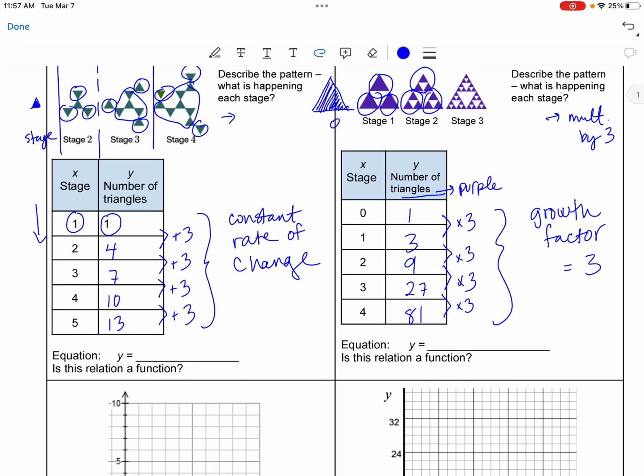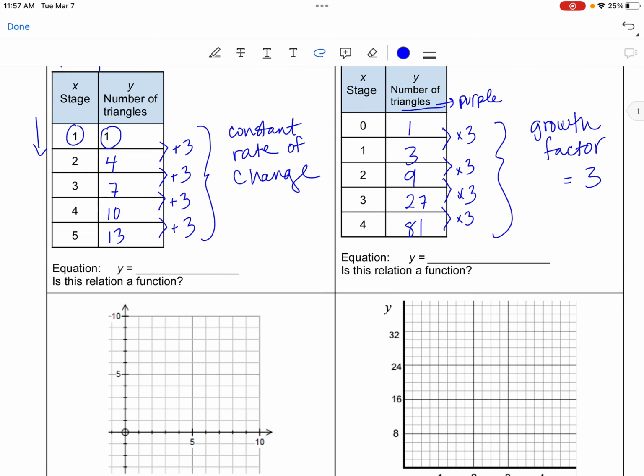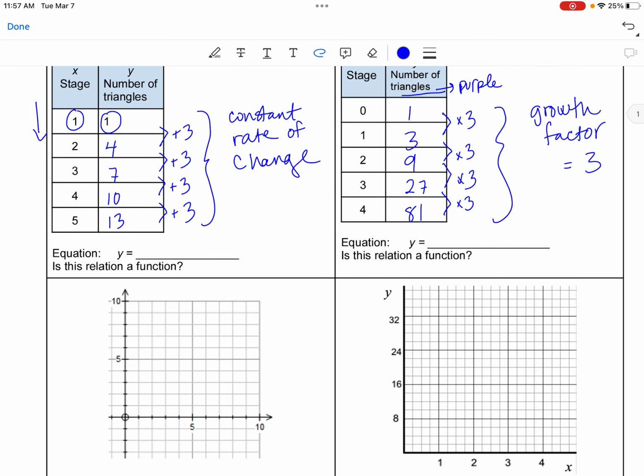So now we're going to write the equation. It might help to actually graph this first. So you're going to go down here and graph all the points. We can write these points as ordered pairs, right? And maybe I will do it off to the side here. The ordered pairs will be (1, 1), (2, 4), (3, 7). The x-axis is the stage that we're at. The y-axis is the number of triangles.